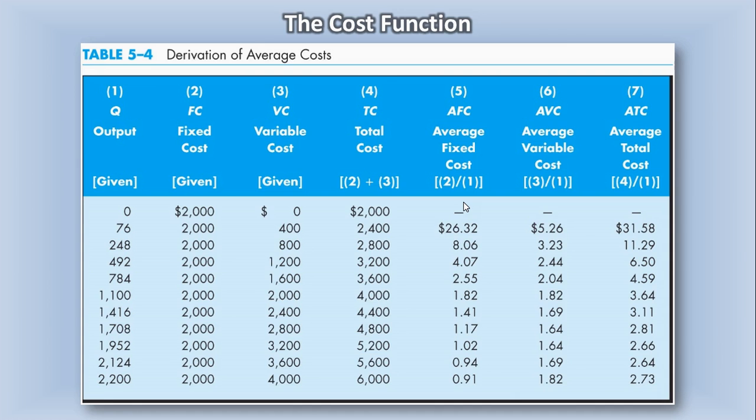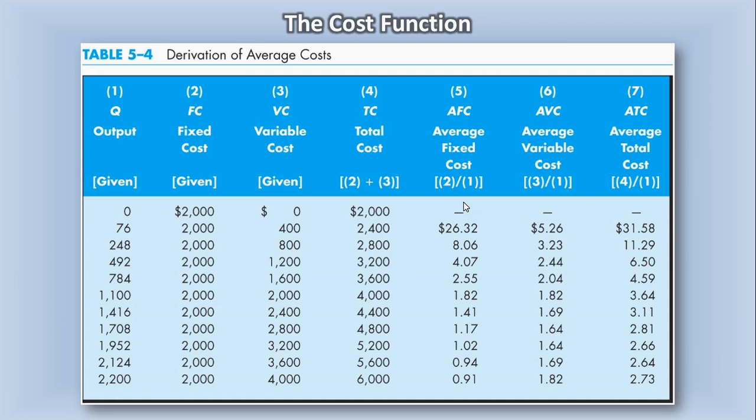So here we've got 76 units of output being produced. The fixed cost is 2,000, so 2,000 divided by 76 gives us 26.32. So for each of these units, at 76 units of output, the component of their cost that is fixed is $26.32. For the variable cost, you have $400 divided by the 76 units of output, and the average variable cost in this case is going to be $5.26. The sum of those two, the average fixed cost plus the average variable cost, is equal to $31.58.